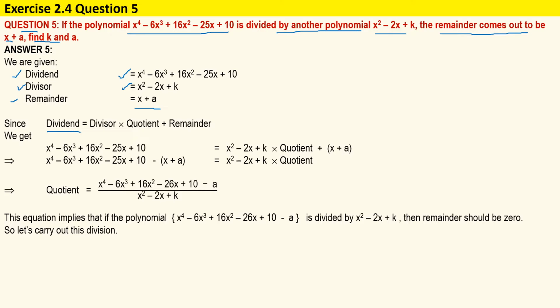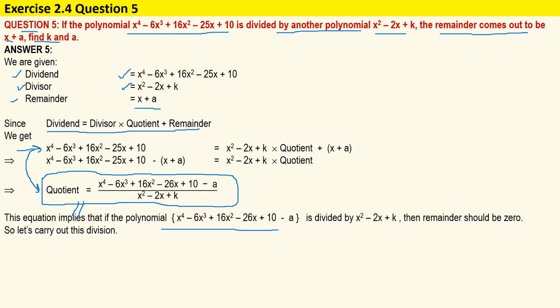We know that dividend is equal to divisor times quotient plus remainder. Therefore, in our case, we get this equation, and when we rearrange the expression, we get quotient is equal to x raised to power 4 minus 6x cubed plus 16x square minus 26x plus 10 minus a, whole divided by x square minus 2x plus k. So this equation implies that the polynomial x raised to power 4 minus 6x cubed plus 16x square minus 26x plus 10 minus a, when it is divided by x square minus 2x plus k, the remainder should be equal to 0. So let's carry out this division.